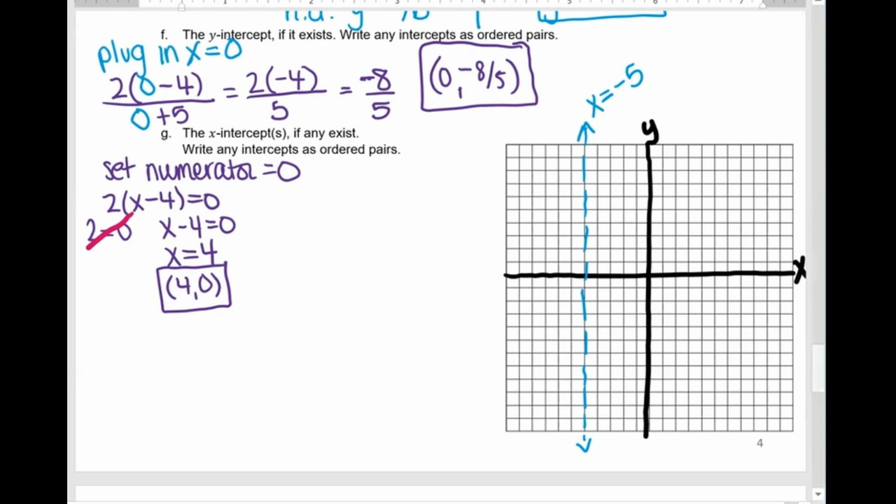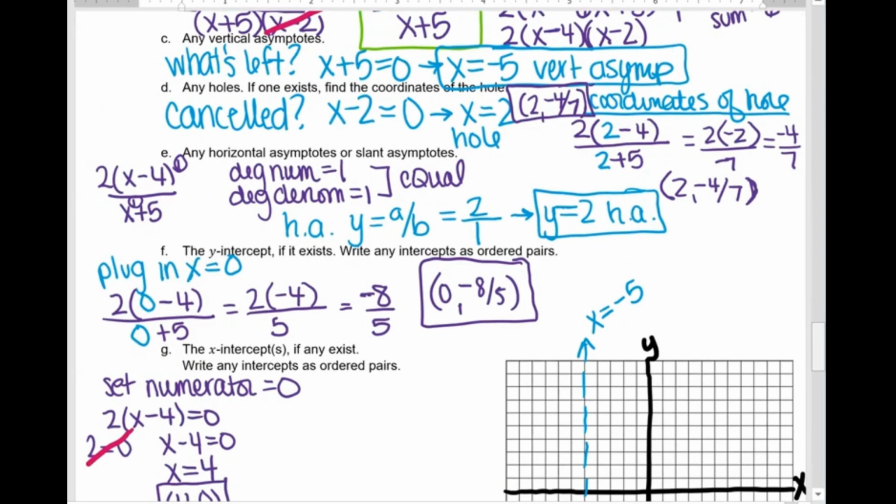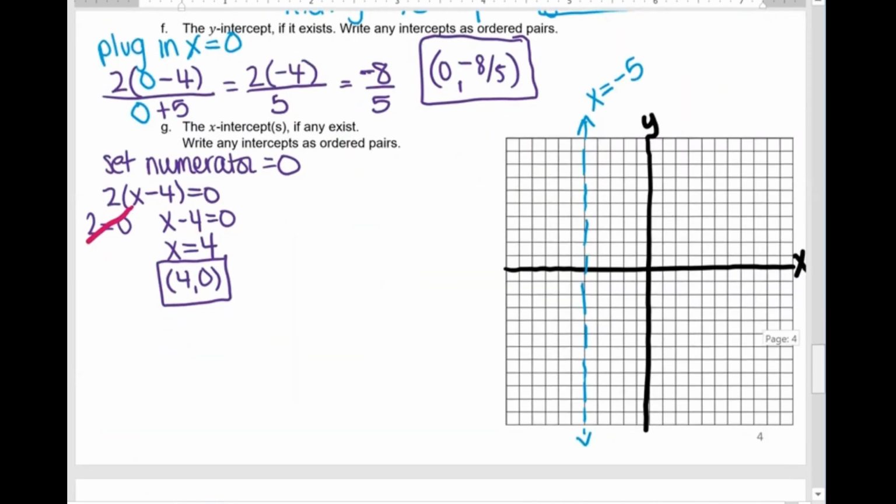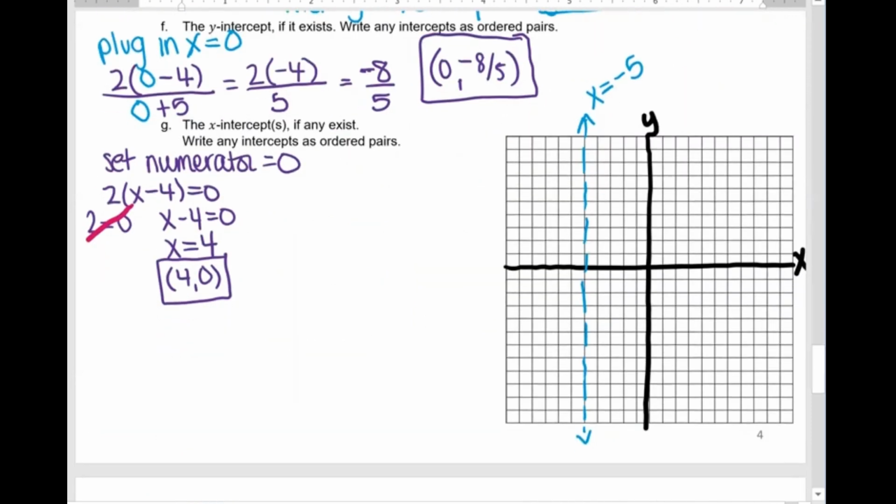We have a horizontal asymptote of 2, y equal to 2. So I'm going to go ahead and graph that. I go up 2 and across. So I have y equal to 2 as my horizontal asymptote.